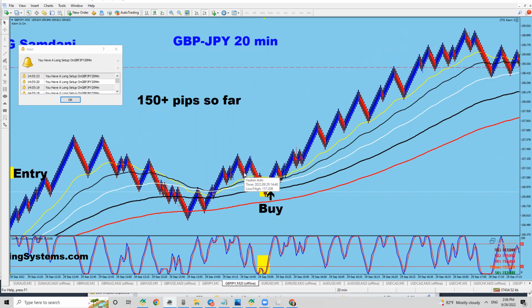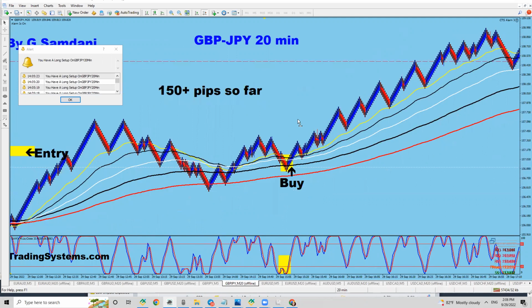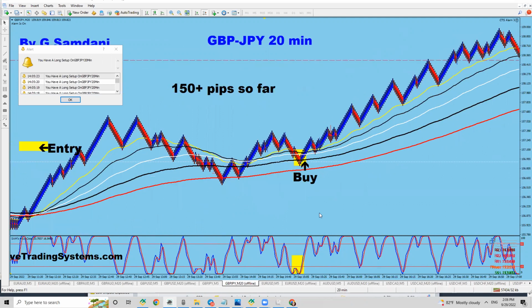So what are the rules? Rule number 1 or condition is that this indicator has to be all the way down below this red line and turning to the upside. Rule number 2, this yellow line must be above this black line. That's number 2. So we have it here. Yes.